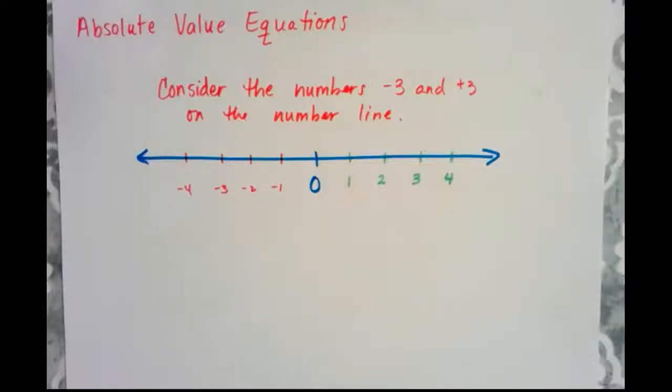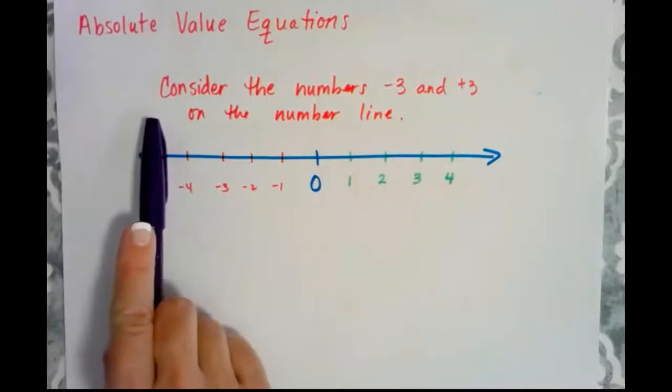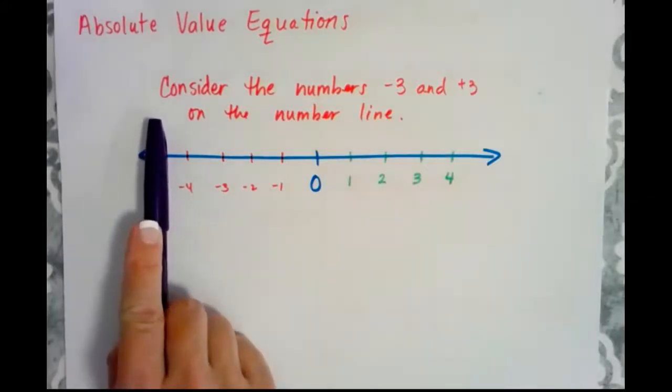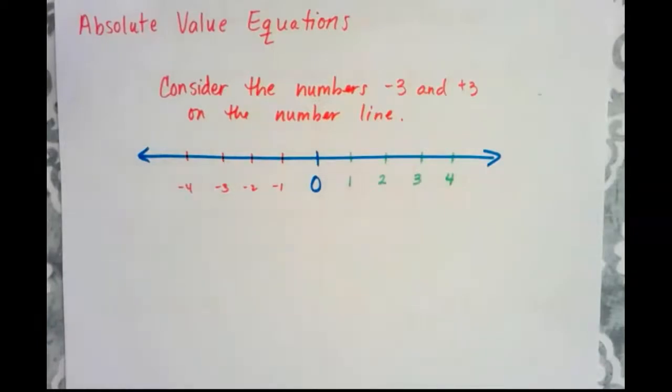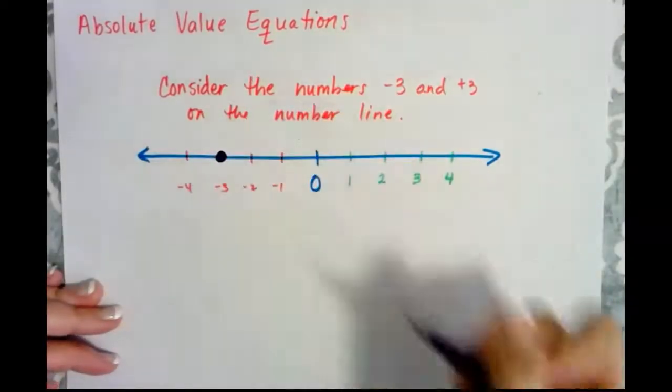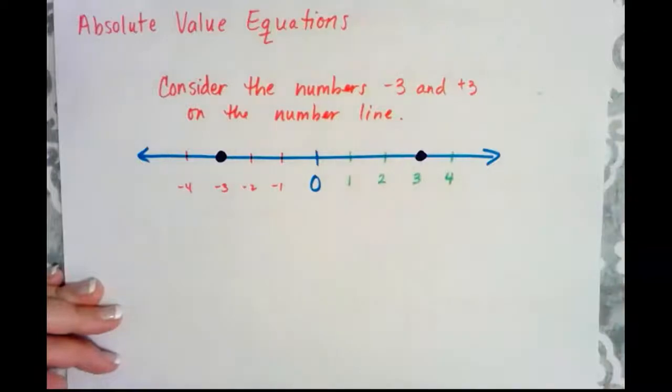Now we're going to hit the highlights of solving absolute value equations. Remember, anytime that we're solving equations, we're always asking the question of what will make the equation true. So we're going to start with this consideration. Let's consider the numbers -3 and +3 on the number line. So here's -3 and here's +3.